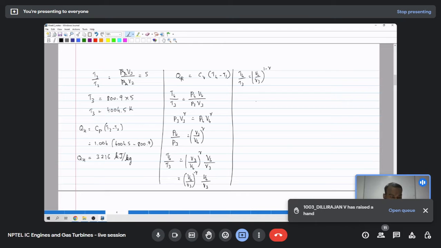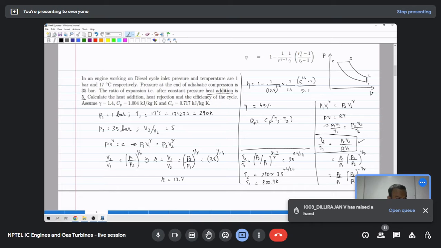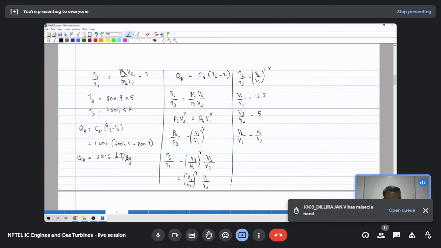Now I have to calculate the volume ratio. I know V1 by V2 is 12.7, and I also know V3 by V2 is 5. Now I need to find V4 by V3. So this is also V1 by V3, because between 1 and 4 it is a constant volume process. So we will have the same volume between 1 and 4.